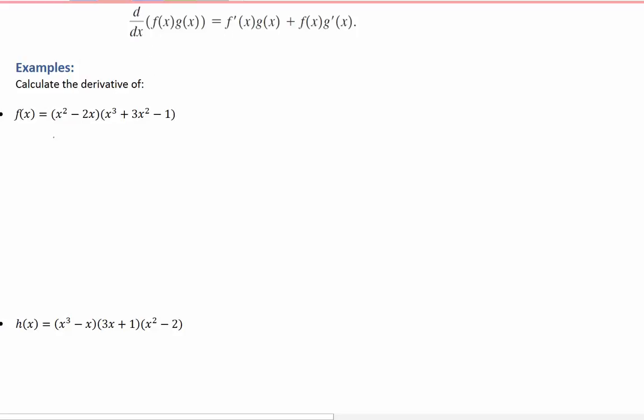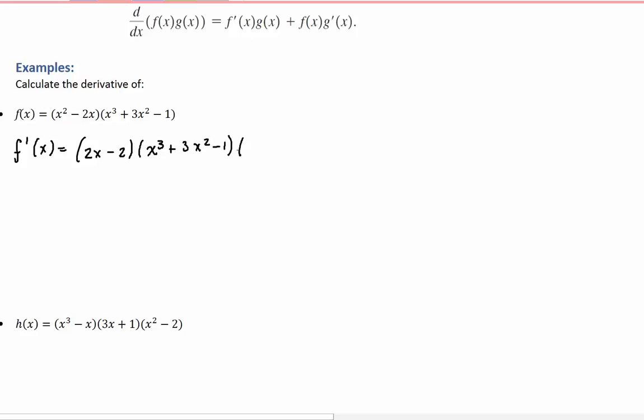So for example, here, if you wanted to take the derivative, how do you do it? You take the derivative of the first expression, which would be x squared minus 2x. The derivative would be derivative of x squared is 2x. Derivative of 2x is 2. So you get 2x minus 2 times, and then you copy the second one without changing it at all.